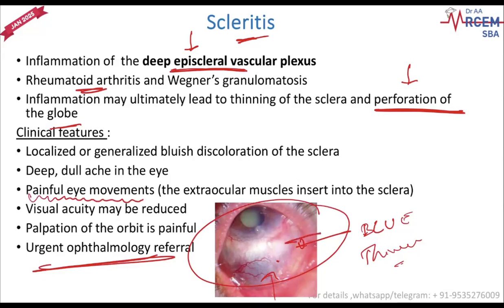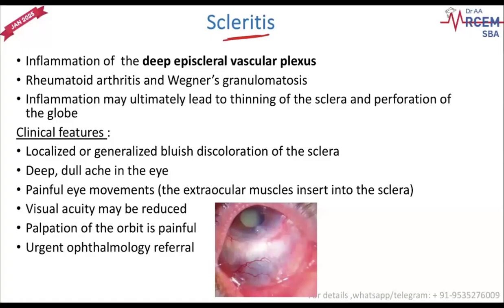Because the extraocular muscles are inserted onto the sclera. Because the sclera is inflamed, whenever they move, the sclera is stretched. If the sclera is stretched, they will have severe pain because it is inflamed. So the thing to remember in scleritis is it is associated with other inflammatory disorders like granulomatosis with polyangiitis or rheumatoid arthritis. Deep episcleral vasculature is involved.